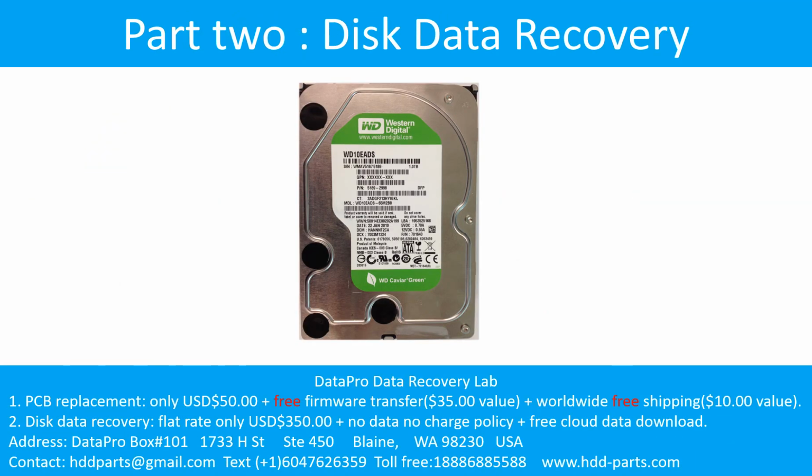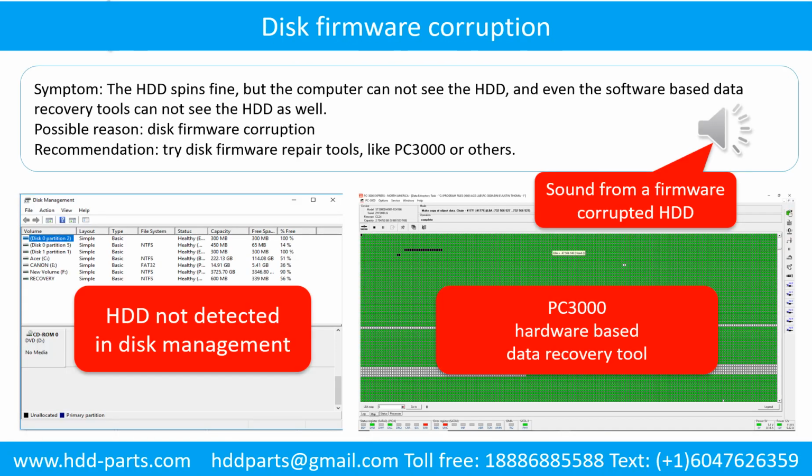Part 2. Disk Data Recovery. Disk firmware corruption. Symptom: the hard drive spins fine, but the computer cannot see the hard drive, and even the software-based data recovery tools cannot see the hard drive as well. Possible reason: disk firmware corruption. Recommendation: try disk firmware repair tools like PC3000 or others.